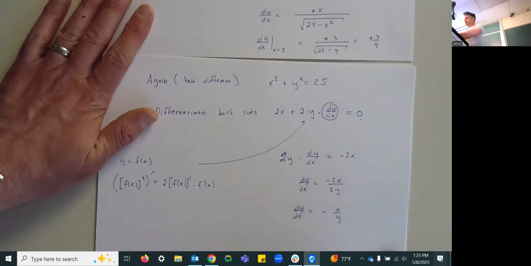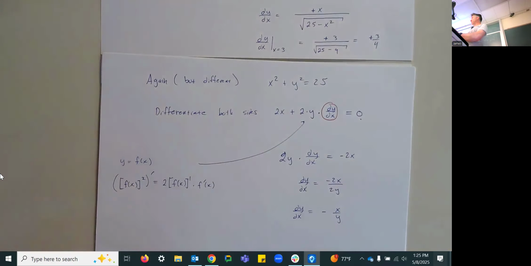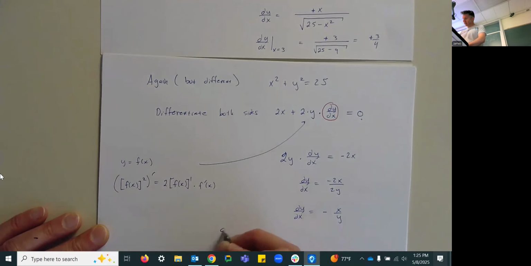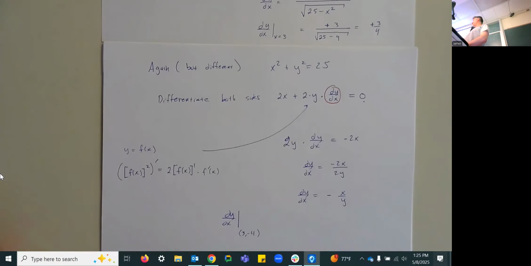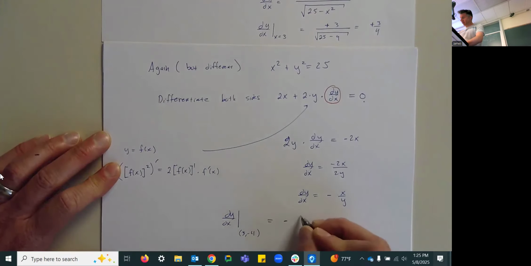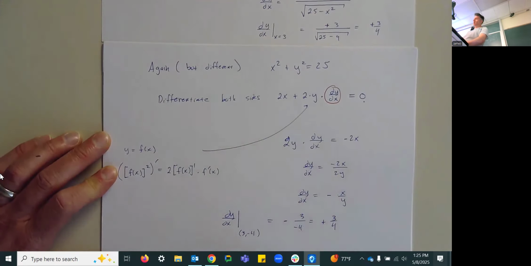If I plugged in negative square root of 25 minus x squared in the bottom there, we'd have exactly x over the square root of 25 minus x squared, because the negatives would cancel out. Cool. We don't need to do that. We're not trying to find the derivative everywhere. We're trying to find the derivative at the point. So I want to find the derivative dy dx evaluated at the point 3, negative 4. And since I have both the x and y coordinate, I can plug those in for x and y. And I'm going to get negative 3 over negative 4, which is positive 3/4, just like we got here.